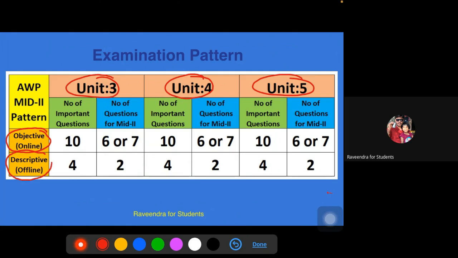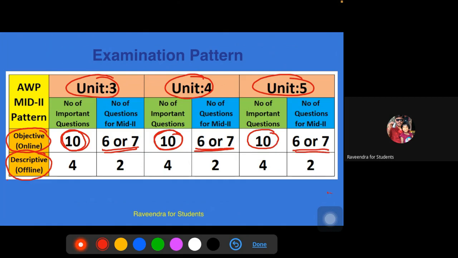So coming to objective, we are having 10 important questions that are bits, and out of those 10, you may get 6 or 7. And similarly, from unit 4, out of 10 bits, you may get 6 or 7. And similarly, in unit 5 also, out of 10, you may get 6 or 7.